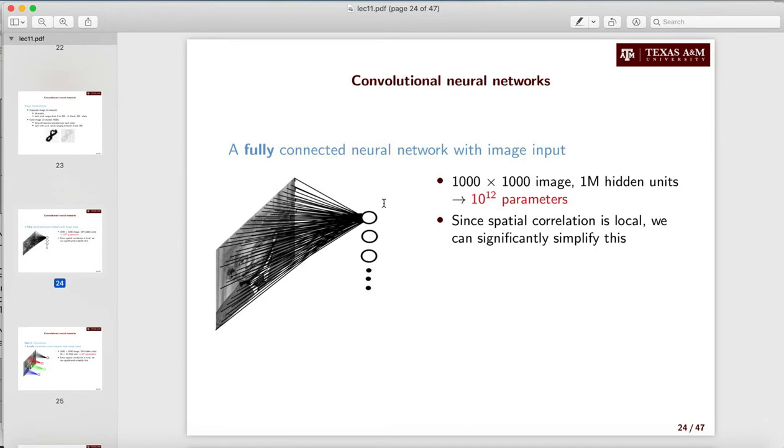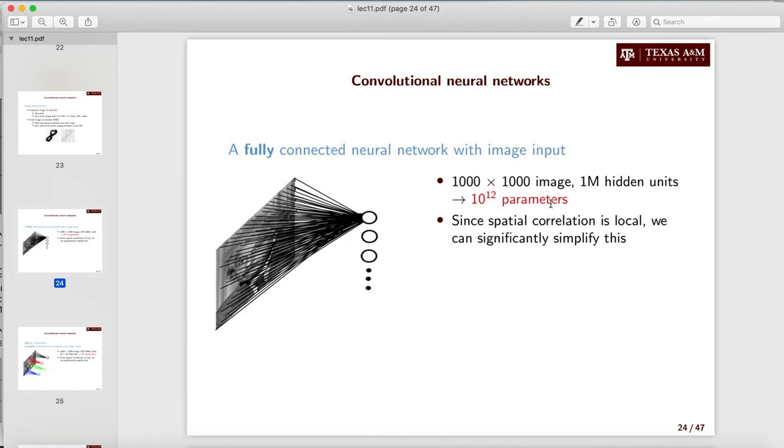Now, there is a big problem with that, and the main problem is that usually images are signals of high dimensionality. So if we are to connect each node with all the input pixels, then we would have to learn a very high number of parameters. For example, if this image goes through 1 million hidden units, then what we would have to learn is 10 to the 12 parameters. So the question is, can we do better?